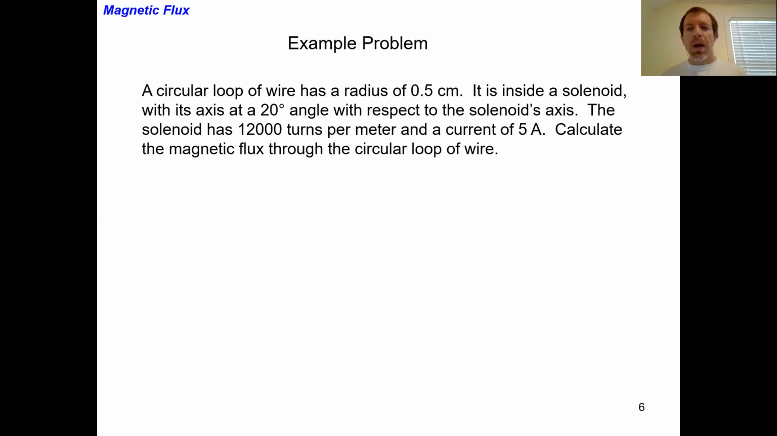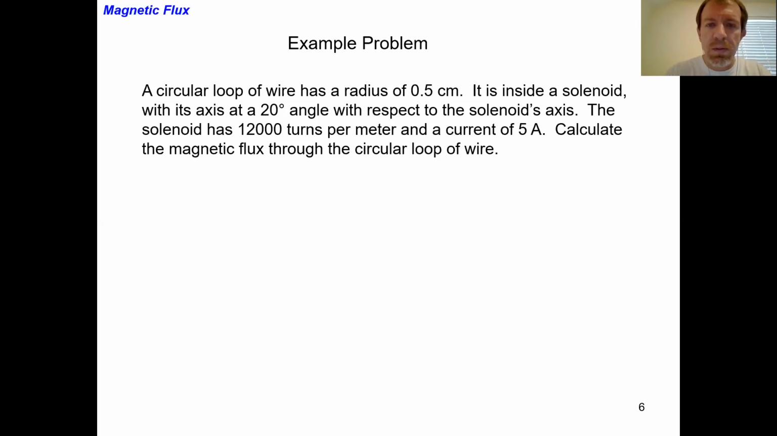All right. We're given the relevant information about the solenoid, and we're asked to calculate the magnetic flux through this little circular loop of wire that's inside the solenoid. All right, so that's our goal. Let's see if we can figure this out.